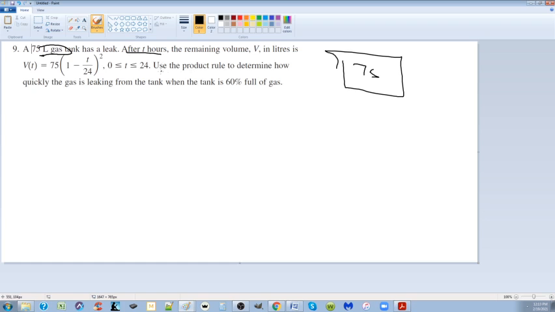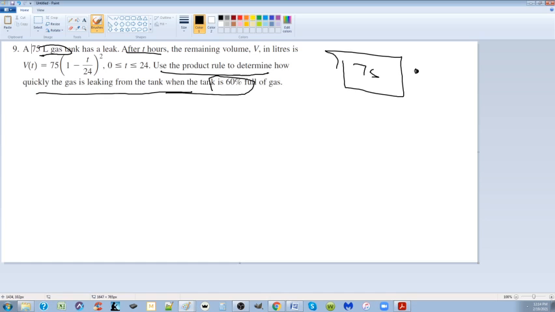Okay. Use the product rule to determine how quickly the gas is leaking from the tank when the gas is 60% full. Well, we got a problem. We don't know our T value. What did they give us at the end? They told us how much the gas tank is full. What part of this formula is that? T measures time. They've given us how much volume is left in the tank. How much is a full tank? 75. 60% full. How do I figure that out?